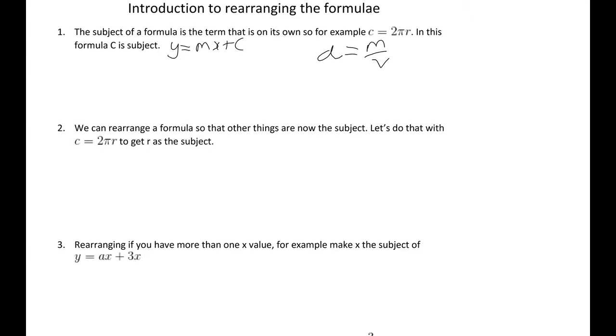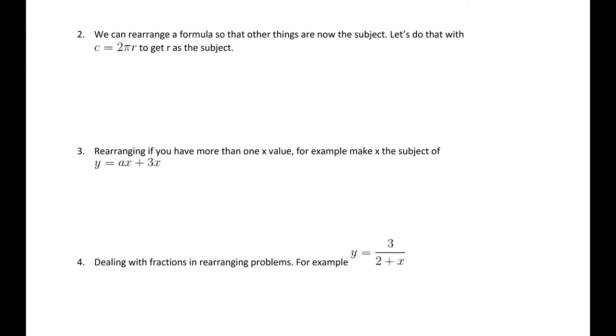So, how are we going to do that? Let us look at our starting formula here. C equals 2 pi r. We want to get r. At the moment, r is timesed by 2 pi. So we want to do the opposite of timesing by 2 pi, which is dividing by 2 pi. So, that's what we're doing. Divide by 2 pi. Do it to both sides.